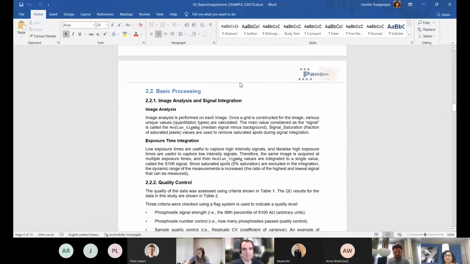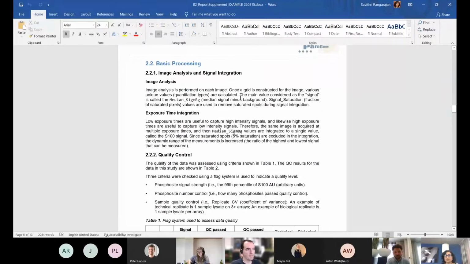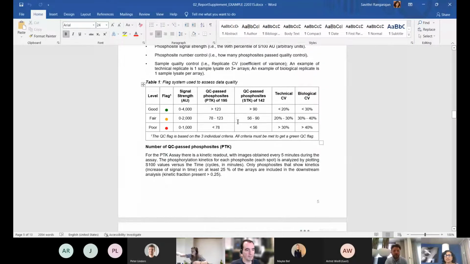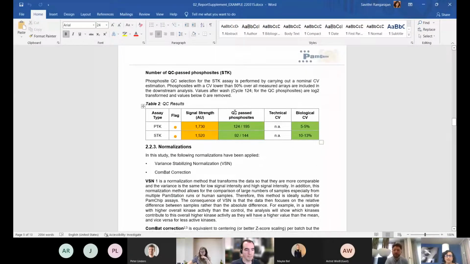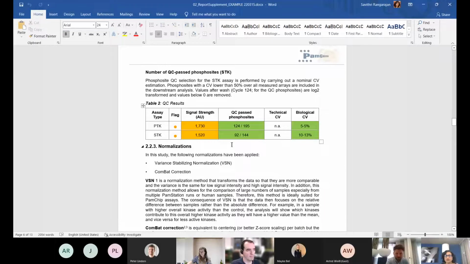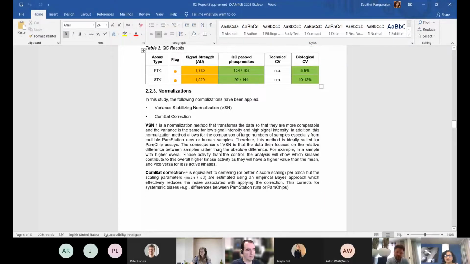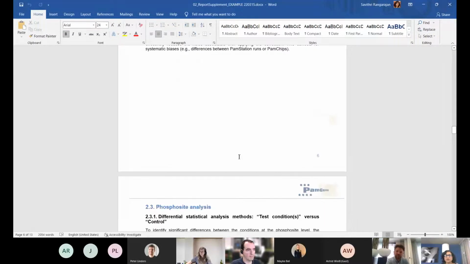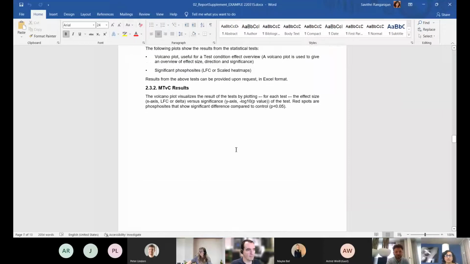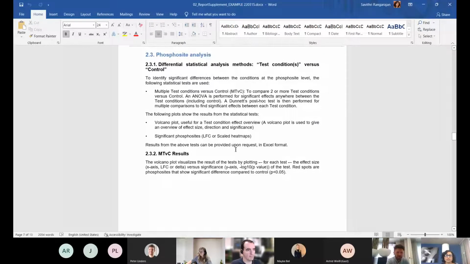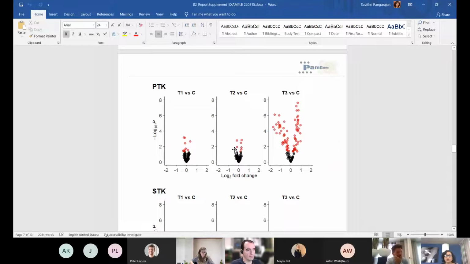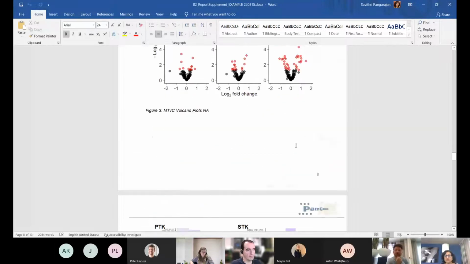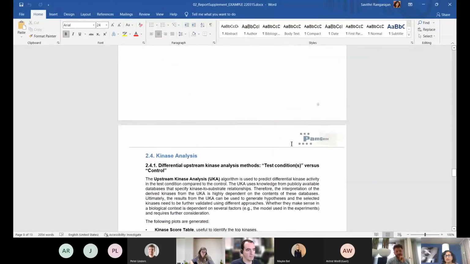And of course, we have all the different types of processing of the data. What are the quality flags we apply, and why? Do we apply any kind of normalizations on the data? And then at the phosphosite level, what are the different significant phosphosites in the t-tests? And then these are some of those results.